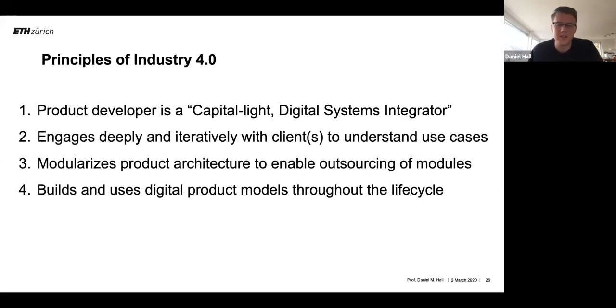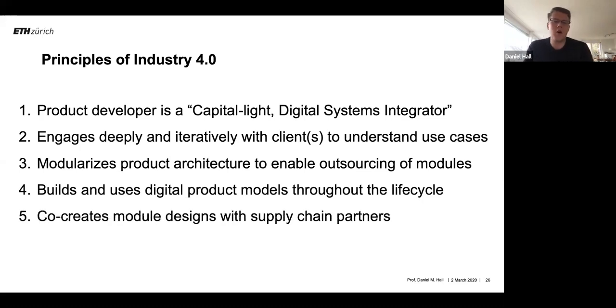Of course, we want to have digital product models. And then you co-create the module designs with supply chain partners. So we'll talk specifically with one example from Project Frog in the case study example about how they're able to do this. And that might give some more explanation on the Industry 4.0. But those are some of the high-level principles about Industry 4.0.